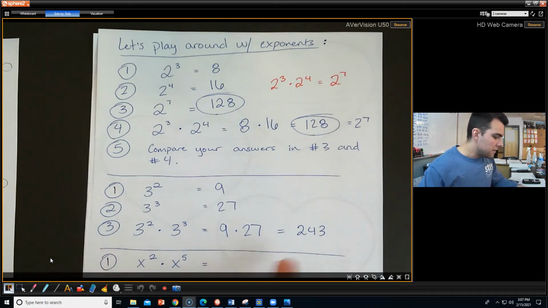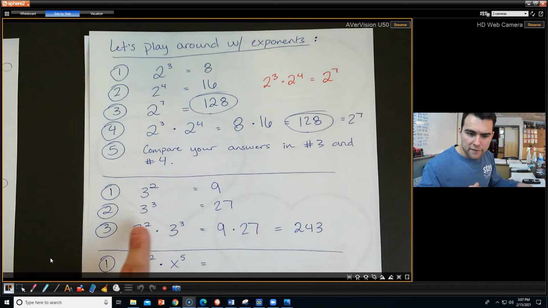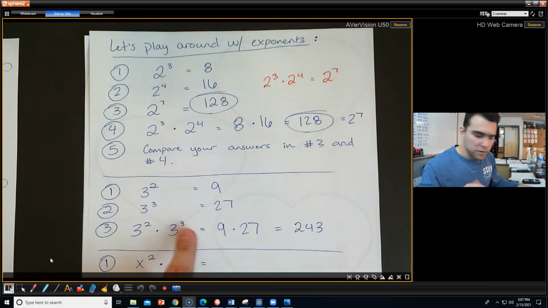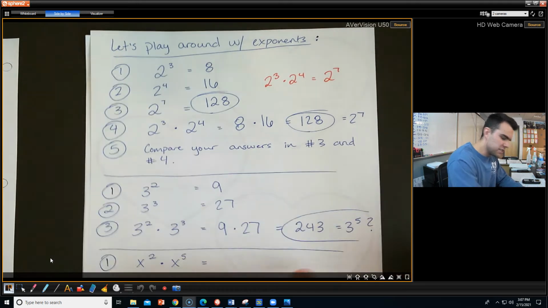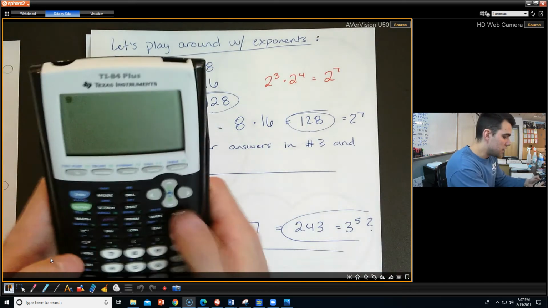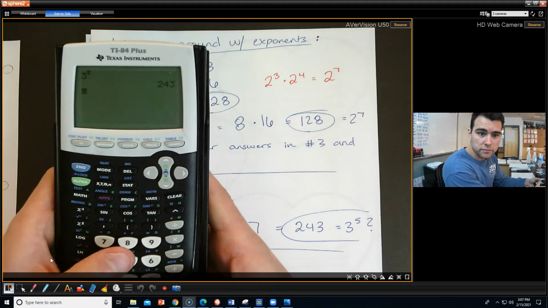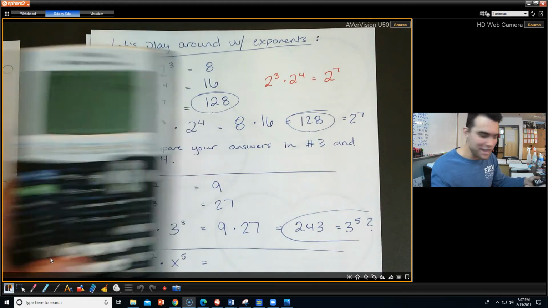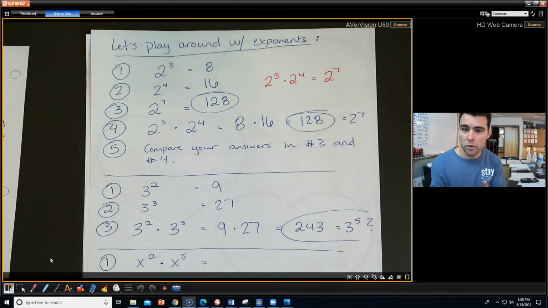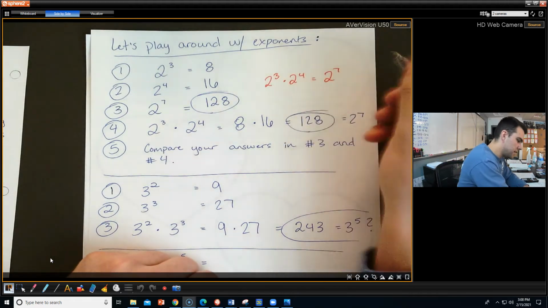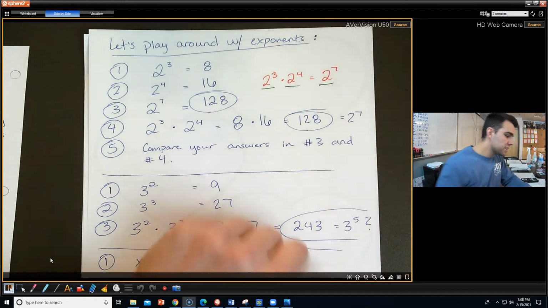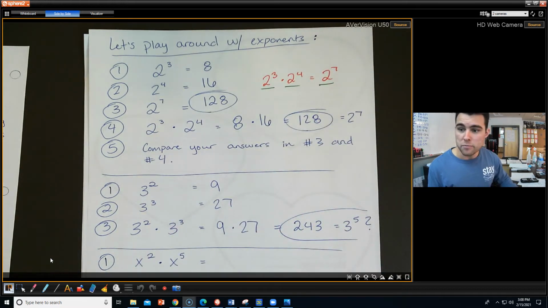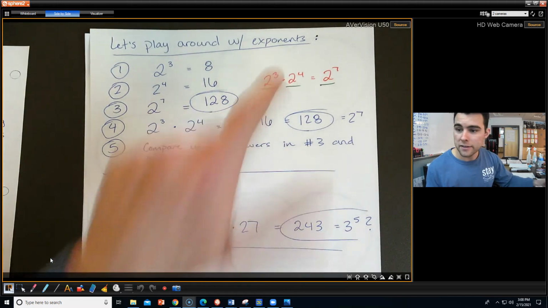Well, all right. Using that same logic, if I added 2 and 3, that'd be 3 to the 5th. Does this equal 3 to the 5th? Is that what 243 is? Let's try it. 3 to the 5th power is 243. Look at that. So it turns out when we're multiplying numbers and they have the same base, which we're going to define in a little bit, you can add their exponents together.